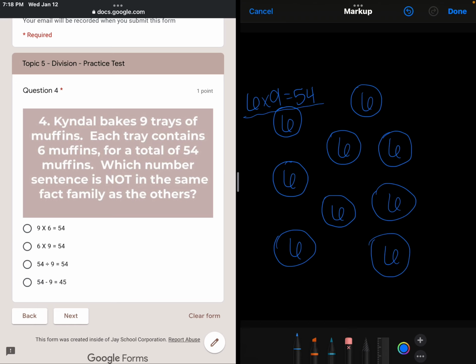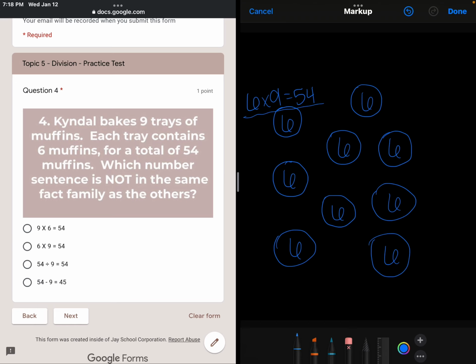54 divided by 9 equals 54. Okay, well, I'll admit, Ms. Fullenkamp messed up on this one. That one is supposed to say 54 divided by 9 equals 6, right? But, again, made a mistake, right? So if you would have chosen that one, it would have been fine.